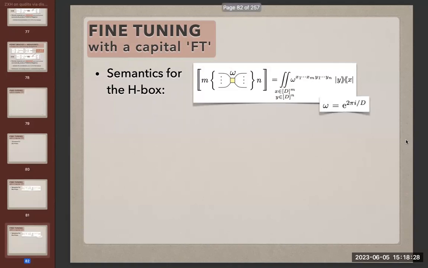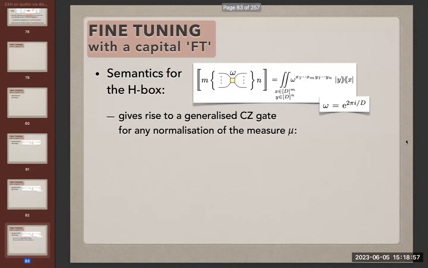But if you take omega to be a primitive dth root of unity, that multiplication happens to be well-defined modulo d. That's something that will be useful to us later. We'll see the ramifications of that. Those ramifications are going to be surprising. Among other things, Roy has already considered that in his PhD thesis. But this is how we would denote an H box with an amplitude parameter omega, and for this particular value of omega, it gives rise to a generalized controlled Z gate.